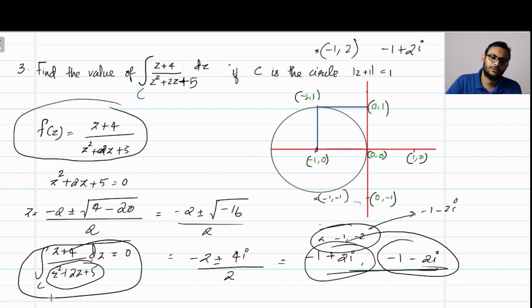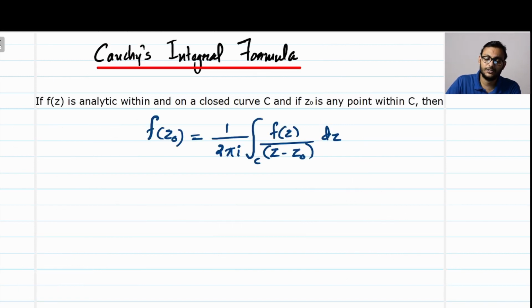Now let us move on to another equation which may help us to solve a certain kind of contour integrals. It is actually Cauchy's integral formula. Now let us consider the Cauchy's integral formula. We already considered that if there is no non-analytic points within the contour, then the particular integral corresponding to that function will be equal to 0. Contour integration will be 0.